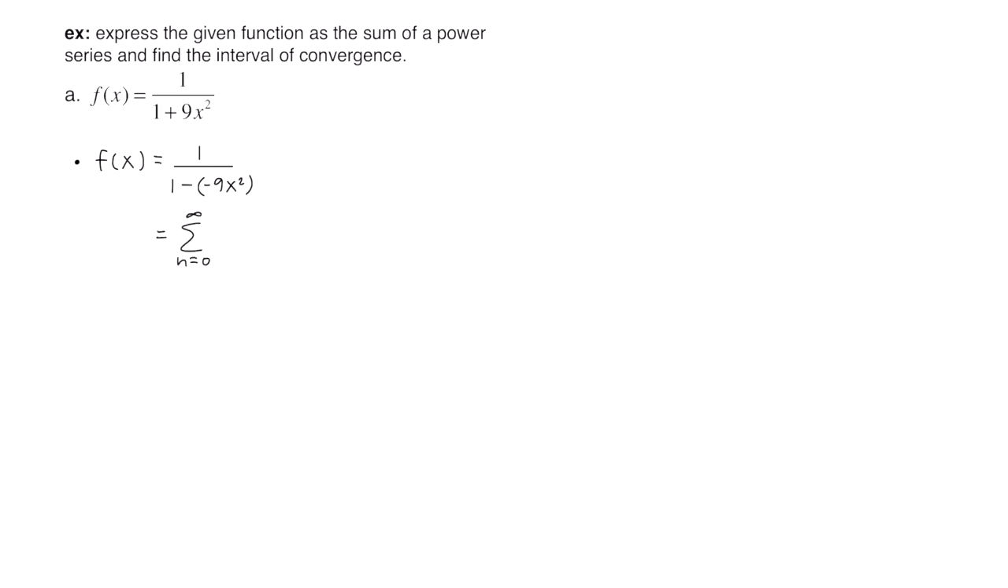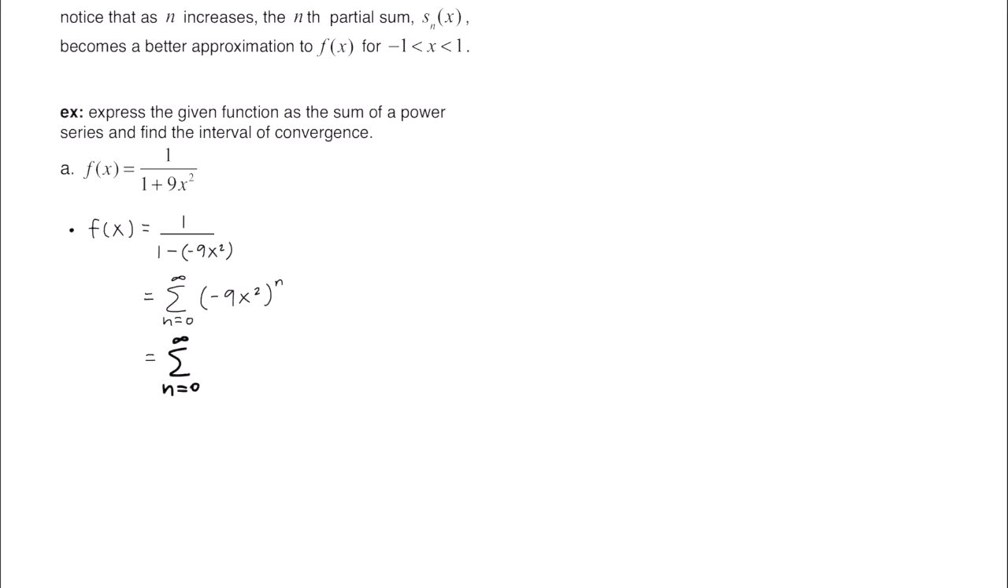Using the equation from above, we can rewrite this function using sigma, n starts at 0, goes to infinity. This negative 9x squared, we put right here, so it says negative 9x squared, raised to the power of n. We could leave our answer like this, or because we have this -1 raised to the power of n, we can pull that to the front. So we have the series of -1 to the n, and then 9x squared to the n.